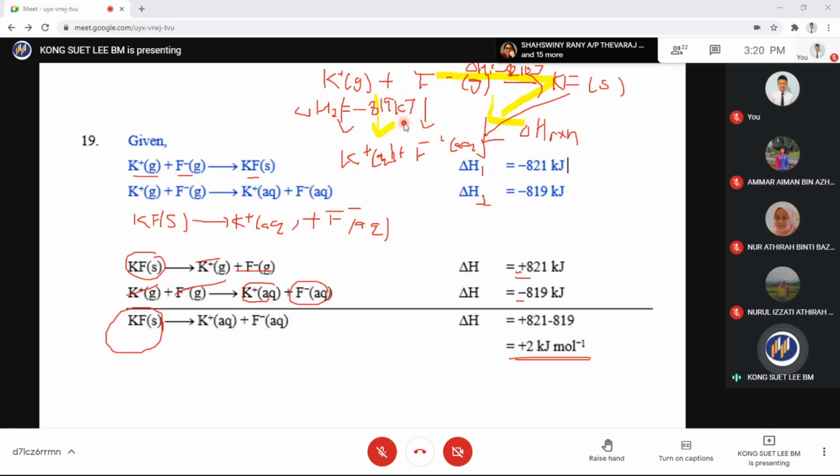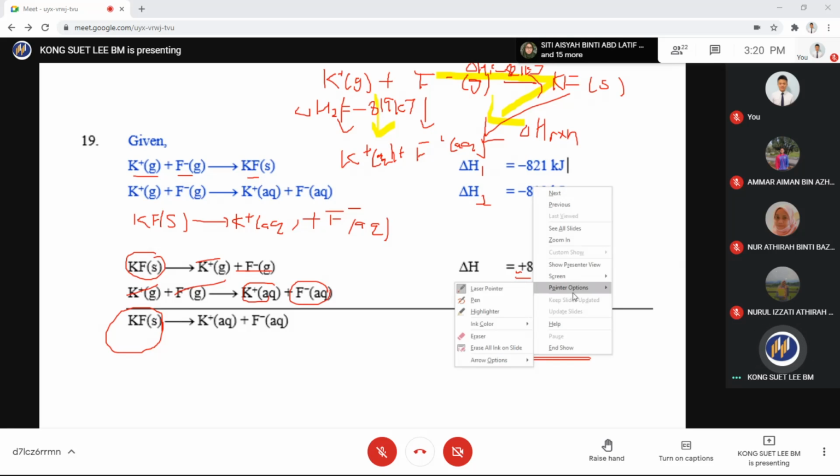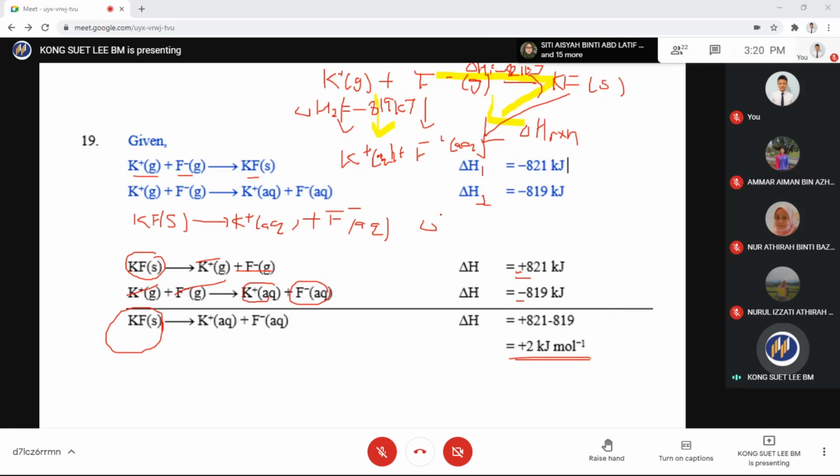Kalau saya nak buat formula saya ialah apa? Formula saya ialah enthalpy H1 plus enthalpy of solution sama dengan enthalpy of hydration. Maksudnya enthalpy of hydration lah enthalpy H2 lah. Hydration ialah sama dengan enthalpy H2 lah.